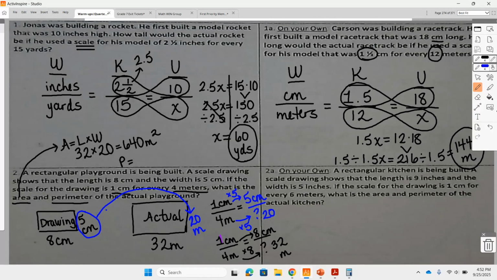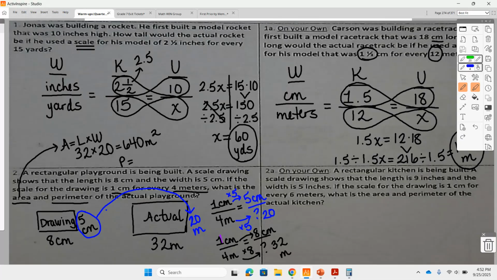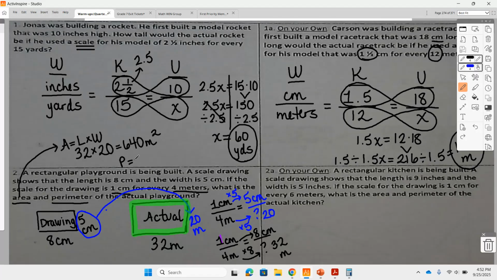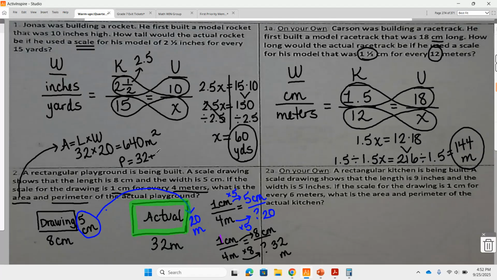And then perimeter is adding up all the sides. So remember, that means we need to go all the way around the whole figure. Remember, every side, 32, 32, 20, and 20, all added up together is 104 meters. All right, seems like a lot of steps, so that's really what they're going to probably ask you guys for as 7th graders. So pause the video here and see if you're able to try 2A on your own.